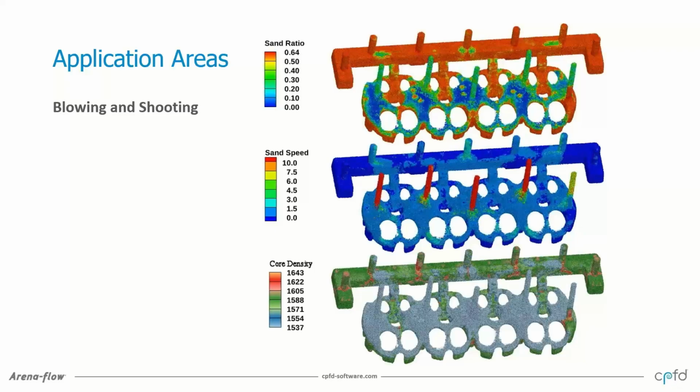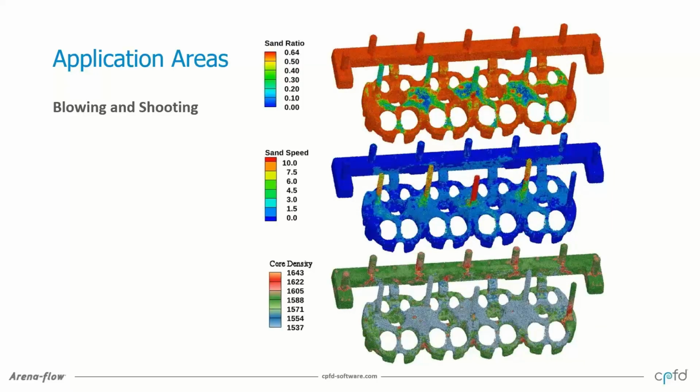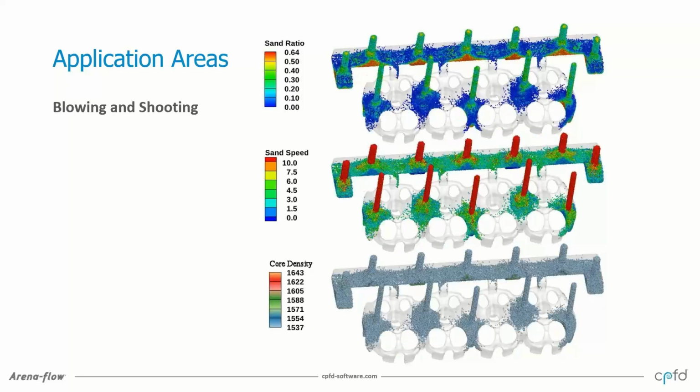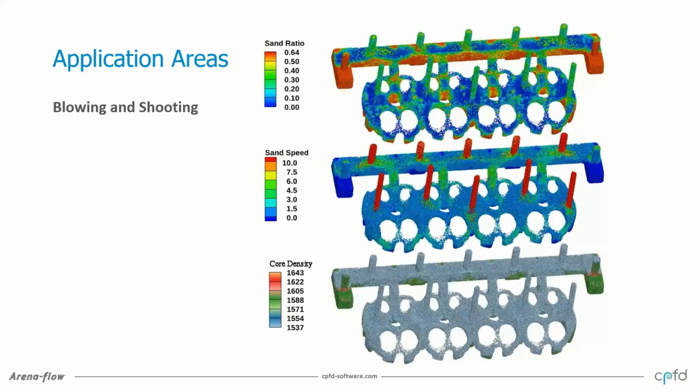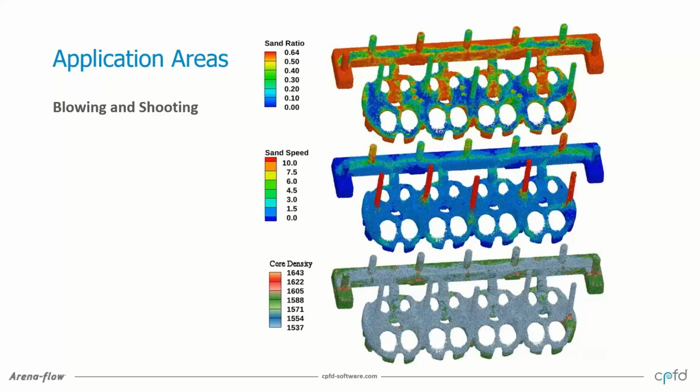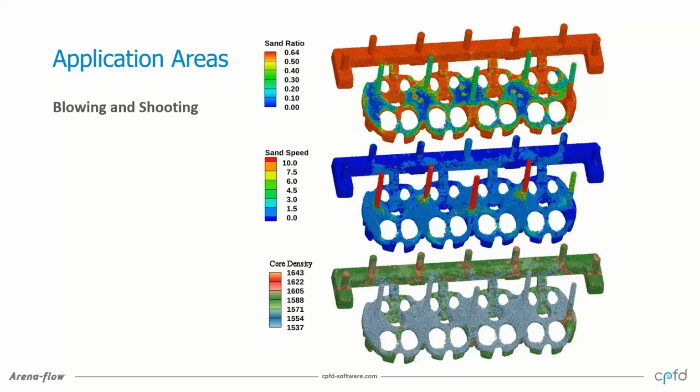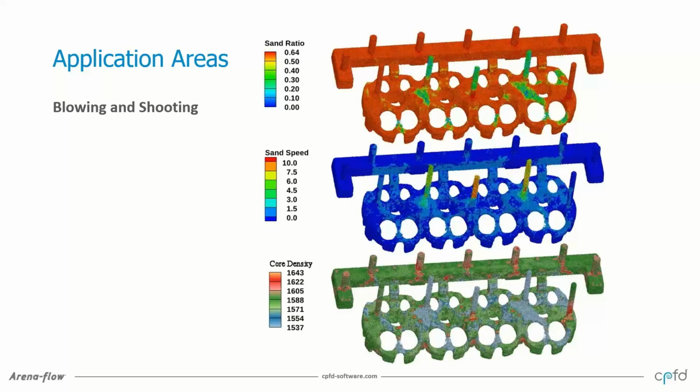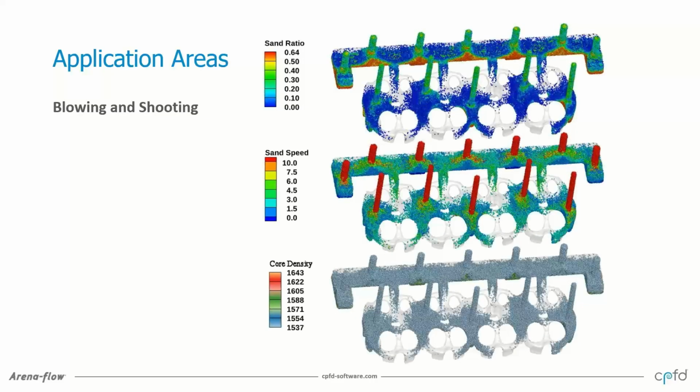The first is core blowing or shooting. What we're seeing here is three different views of filling an automotive cylinder head water jacket core. On the top, we look at the sand coming in and the overall compaction. In the middle, we're looking at not just does it come in, but how it comes in, what is the speed at which it comes in, and then how that slow-moving sand affects density. At the bottom, you're seeing the resultant core density after filling.